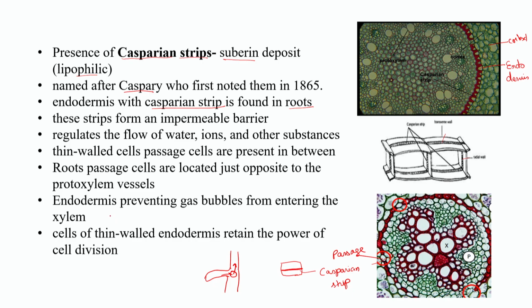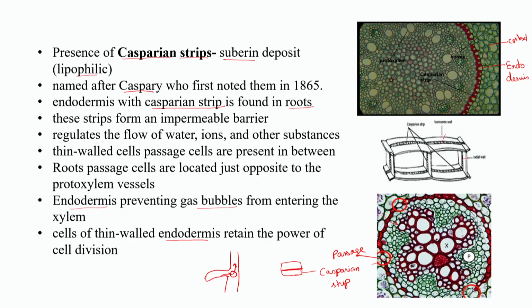Now, endodermis will also help in preventing gas bubbles. Suppose a gas bubble has entered the outermost cells, it will be prevented with the help of Casparian strip. It is also important that endodermis has the power of cell division. That we will study later, how during secondary growth or at the time of several other meristematic activity when it is required, this can serve as meristematic stem cells, means those cells which can have meristematic activity.